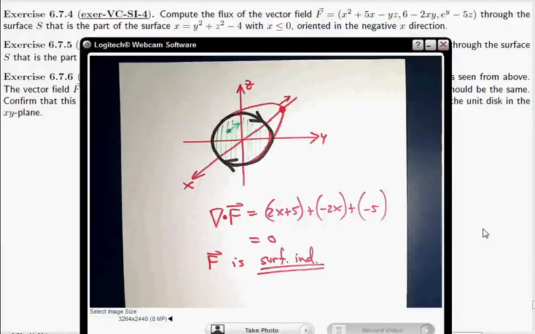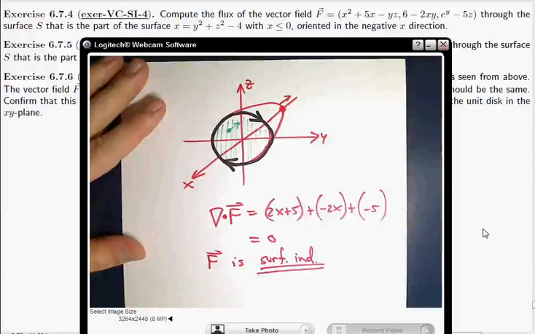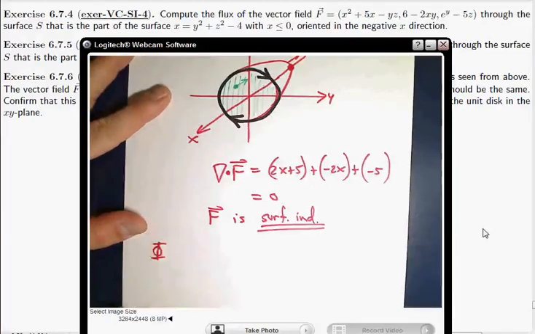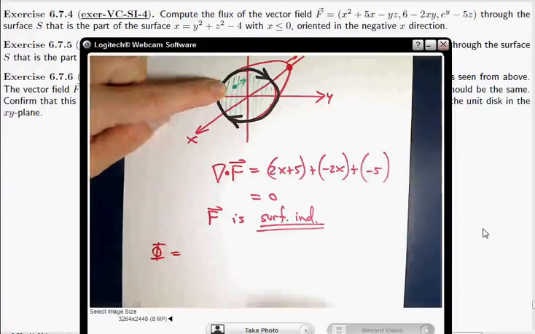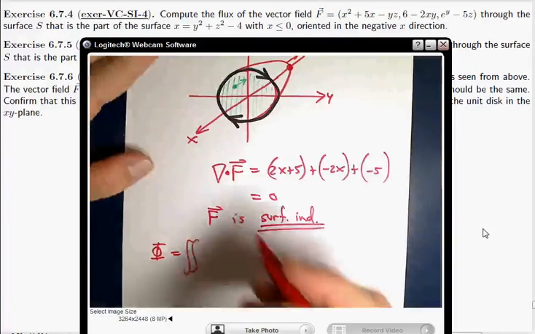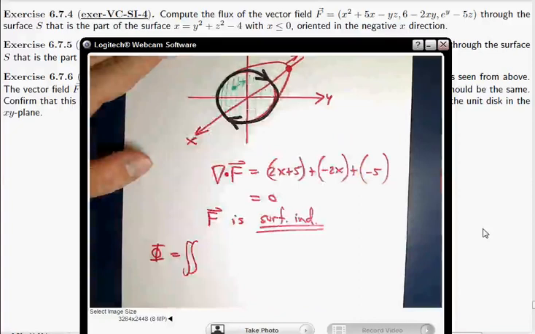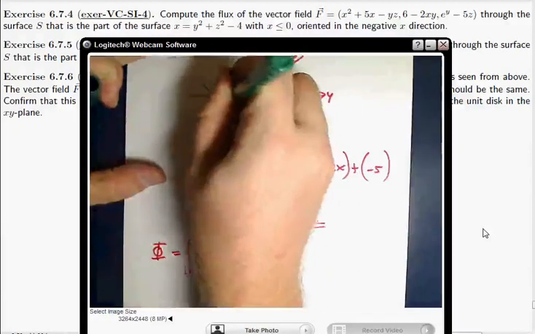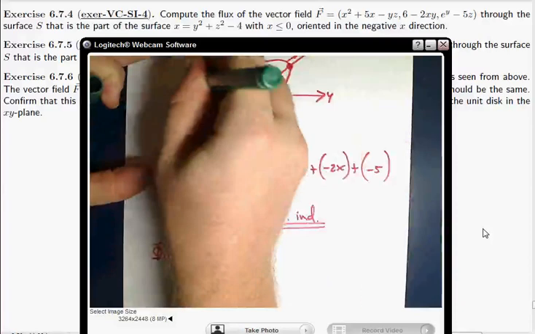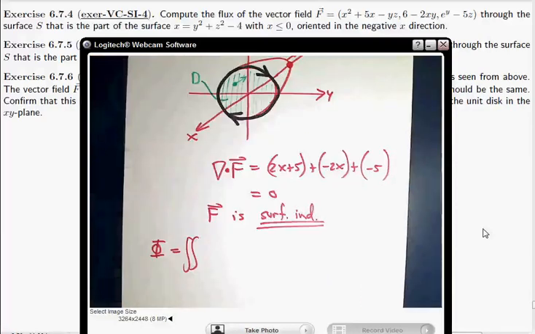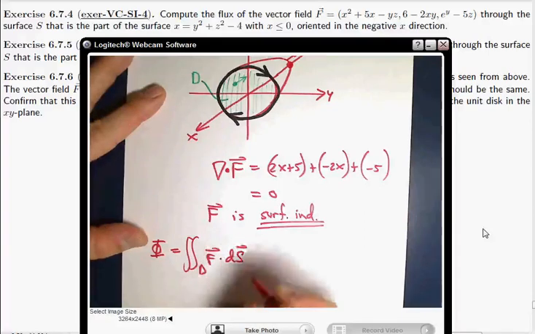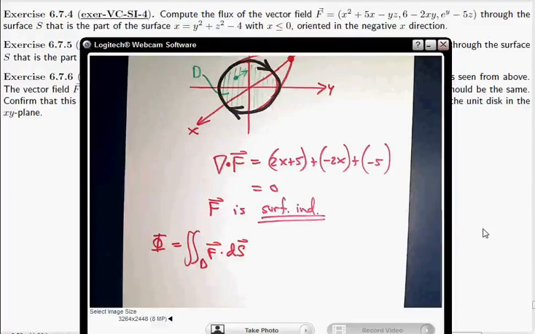Okay, so finishing up, this is surface independent. We've picked a new surface here, and so I'm going to compute the flux by using that new surface. Okay, I'm going to use green here again. That surface I'll call D for disk. So I have that. Now you have to parameterize the disk, etc.